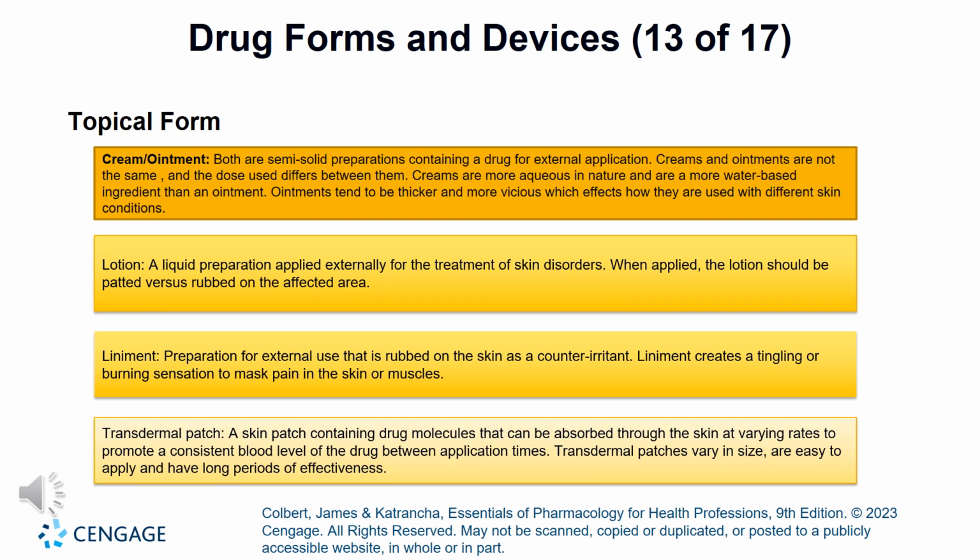Another drug form is topical. These are drugs that can be applied externally or on the skin. You have creams or ointments. Both are semi-solid preparations. Creams and ointments are not the same, and the dose usually differs between them. Creams are more aqueous, more water-based than your ointments. Ointments are usually thicker, more viscous, which will affect how they're used with different skin conditions.